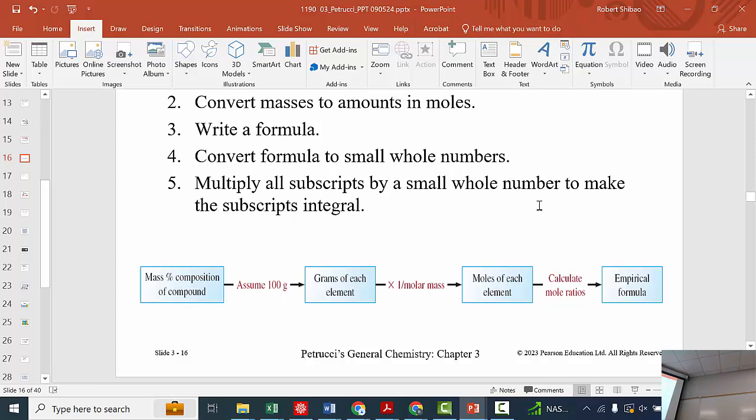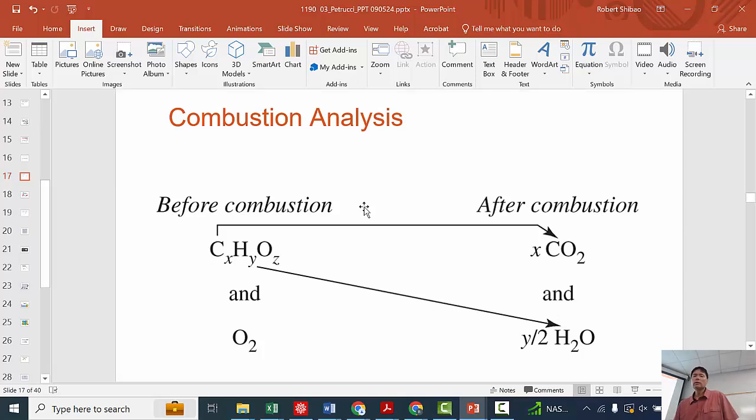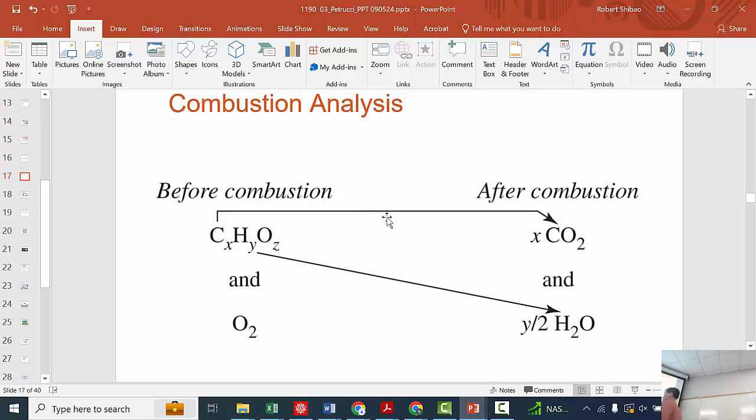Figuring out the empirical formula from the percent composition: we assume 100 grams, we get the grams of each element. Then we figure out the moles, and then we get the mole ratio. We end up with the empirical formula. The simplest whole number mole ratio will be the empirical formula. What we're going to do now is combustion analysis. You may not have done this here.